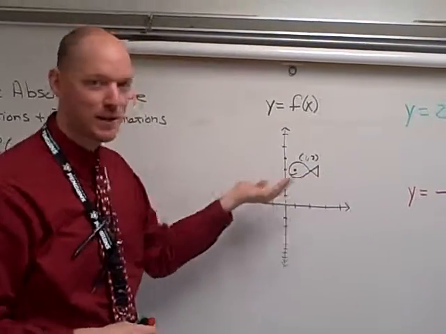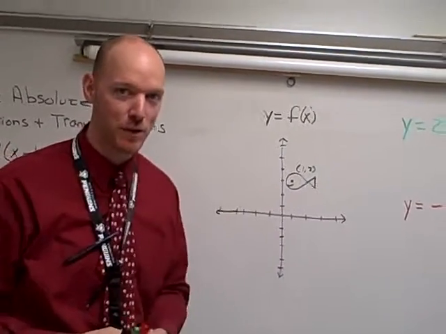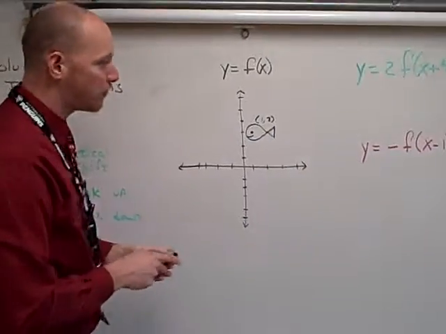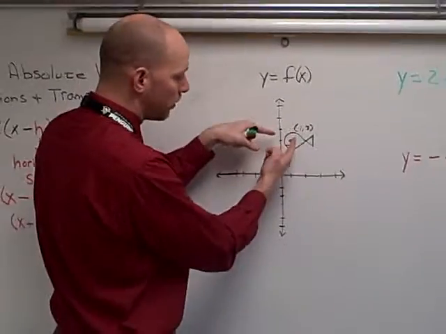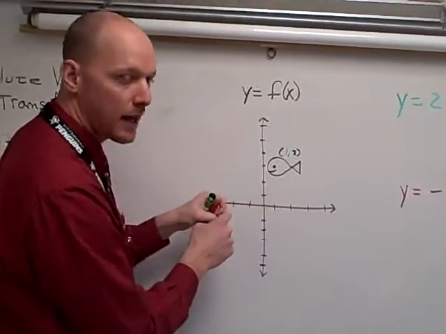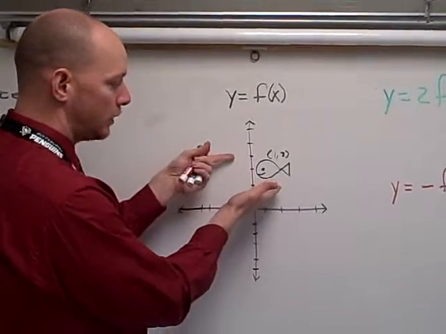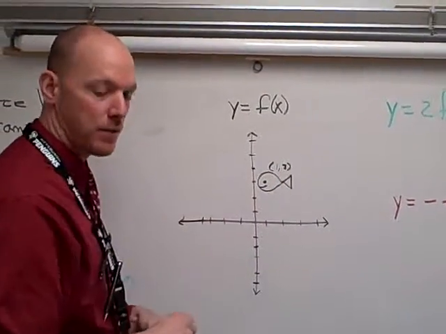Now, I understand that this is not a function because it does not pass the vertical line test, but for the sake of argument for this presentation, we're going to use this graph. And our focal point on this graph is going to be his eyeball. If you look, I tried to plot his eye at the point 1, 3. So here's our original function. We have a fish whose eye is at 1, 3.